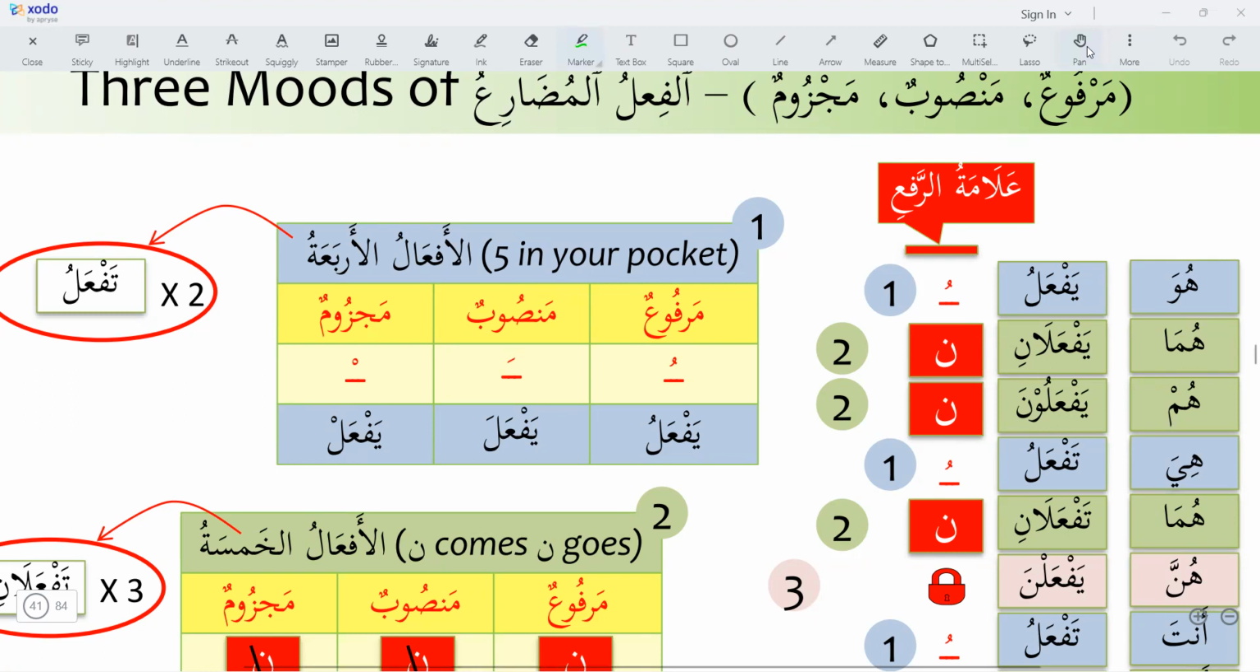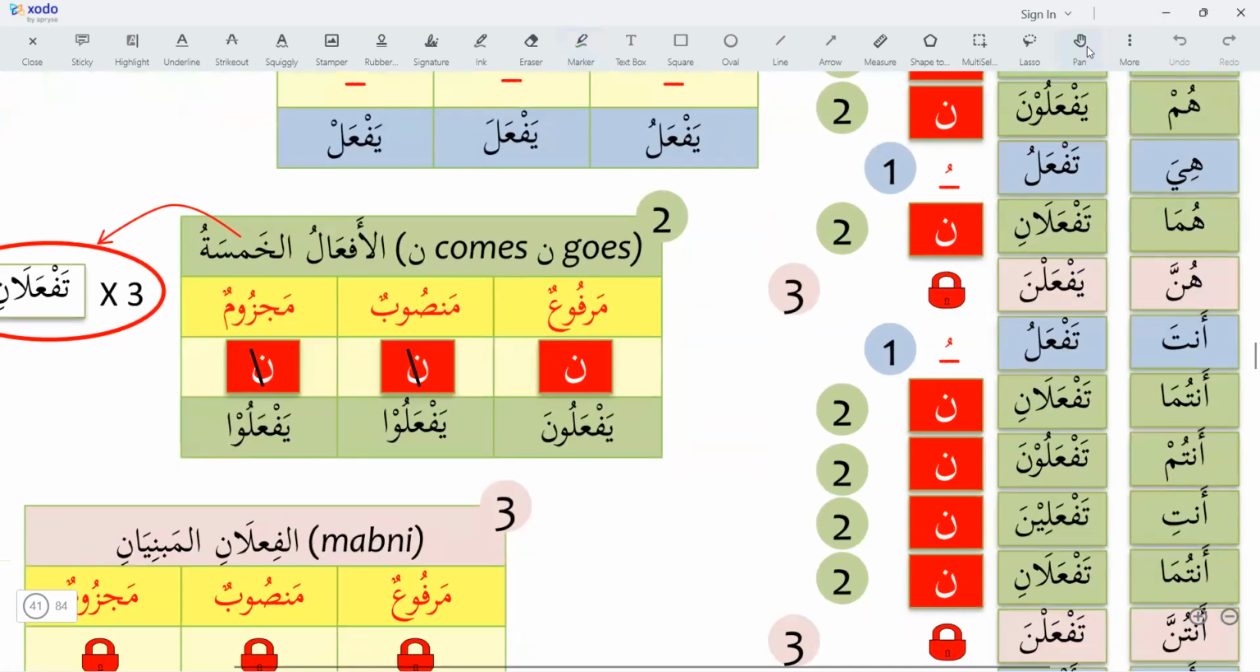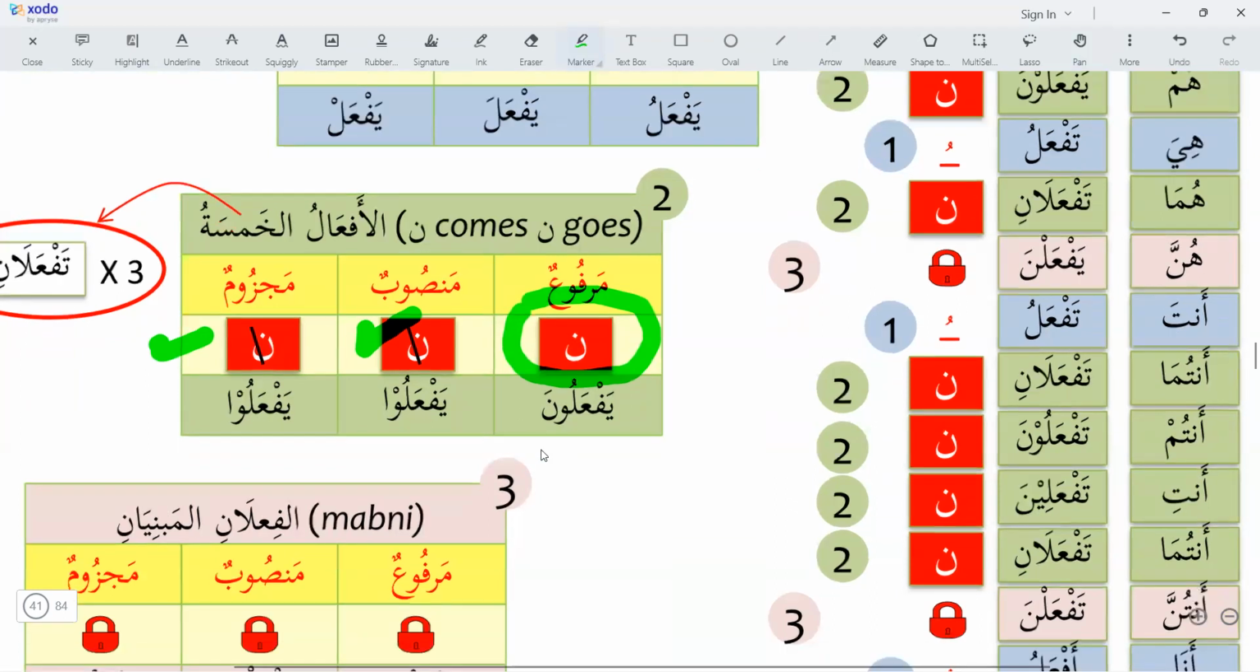Then the next is what we have learned about: noon comes and noon goes. The second pattern is when it is marfu, it takes the noon. And when it is mansoob, we delete the noon. And when it is majzoom, we also delete the noon. So it will be yafaluna, yafalu, and yafalu. Mansoob and majzoom forms are the same.